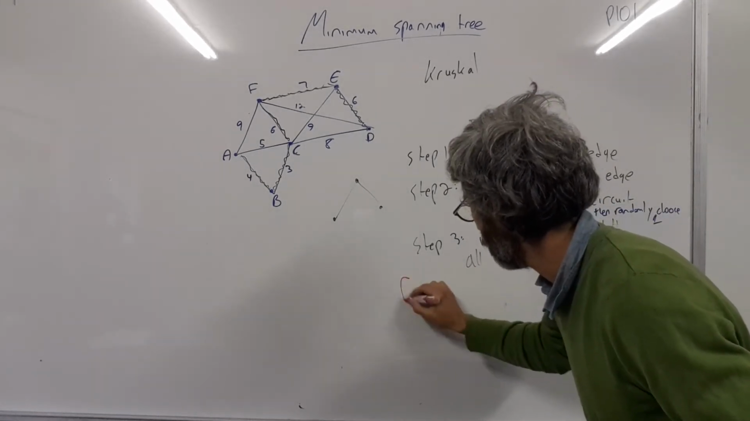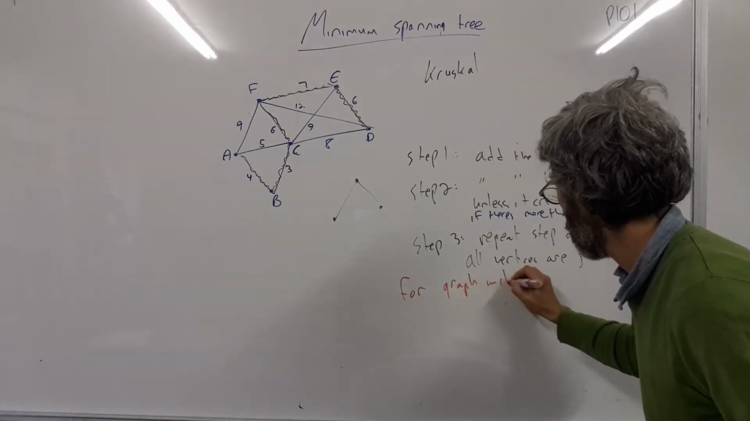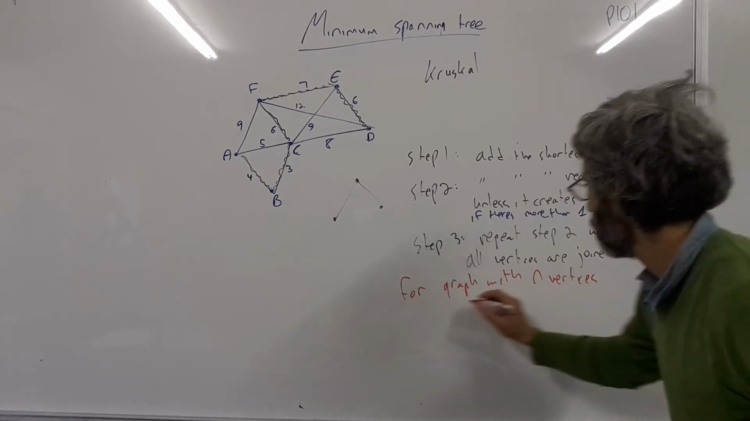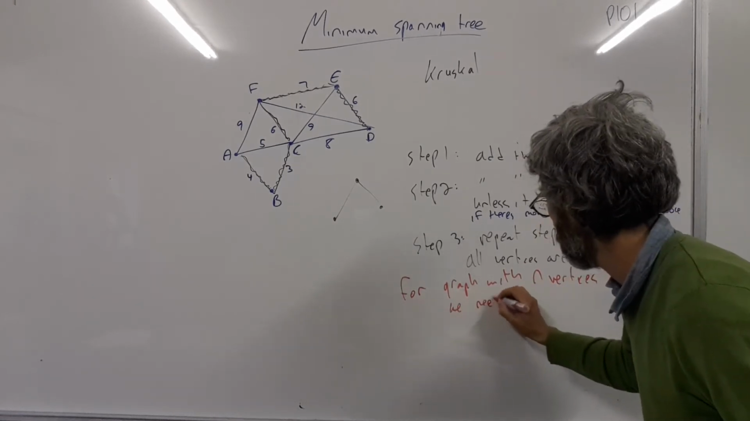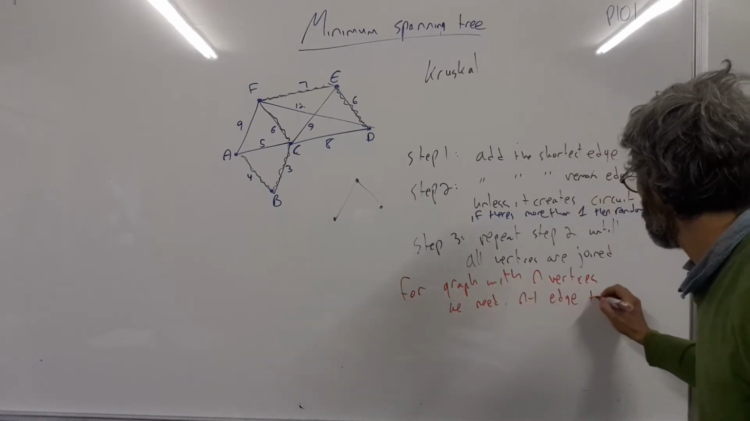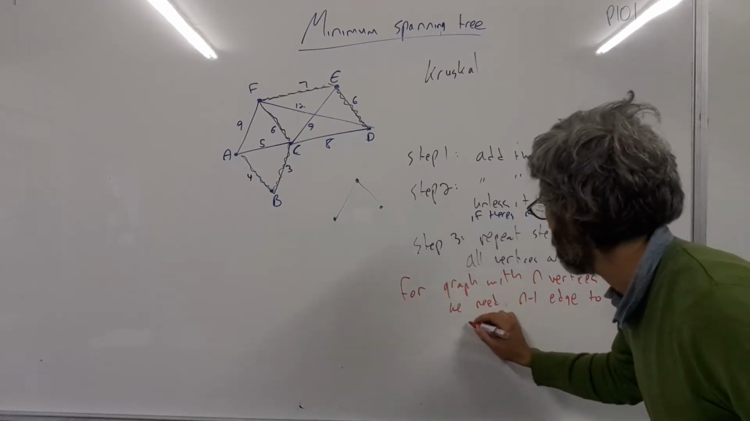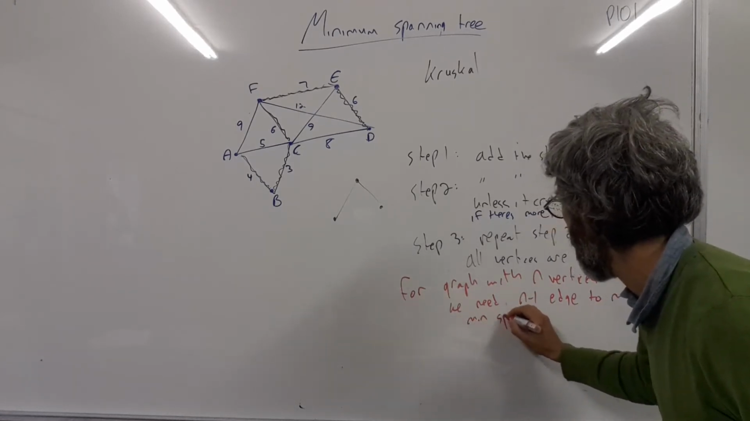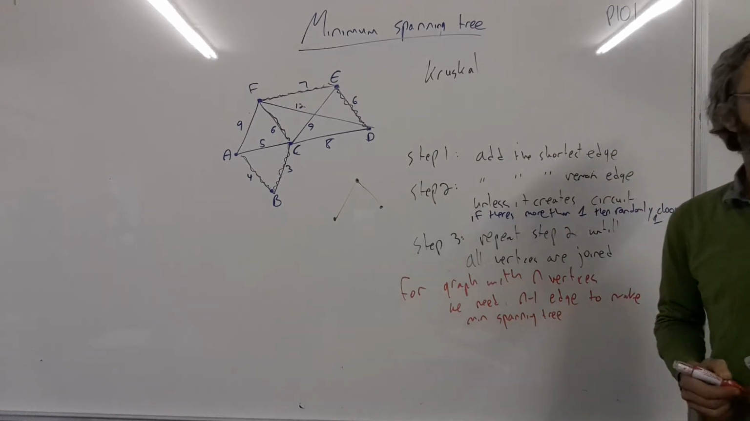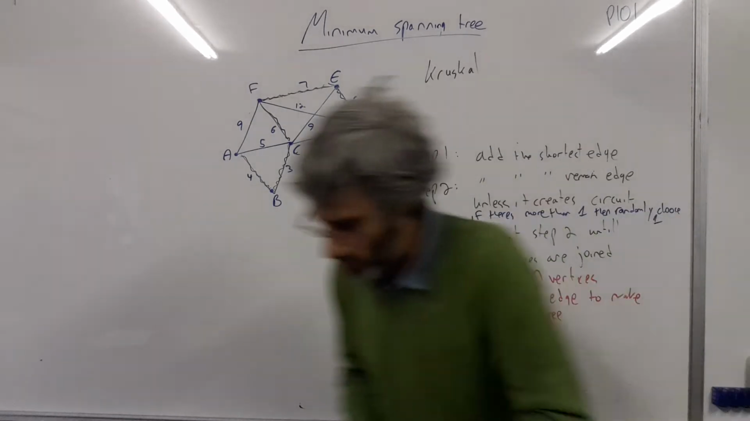Let's just write it. For a graph with n vertices, we need n minus 1 edges to make, what do we call this? Spanning, minimum spanning tree. Minimum spanning tree. Okay, it's very easy, isn't it? Okay, I'll pause here.